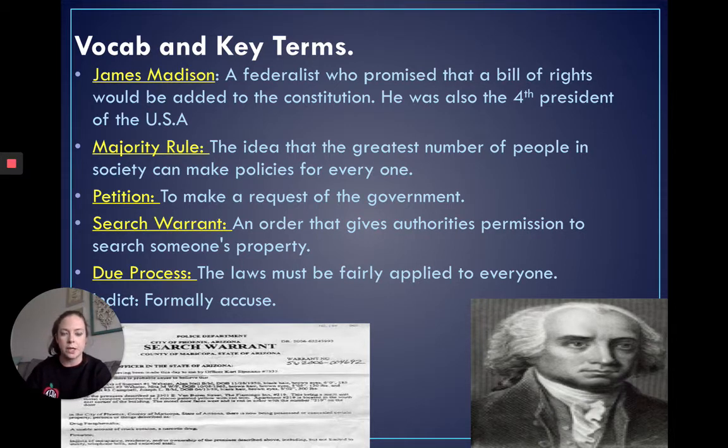A petition means you can make a request to the government. A search warrant is usually some type of piece of paper that gives permission for people like police officers or law enforcement to search your property or your house. Due process is a word you're going to see come up with the Bill of Rights, and that means that the laws must be fairly applied to everyone.